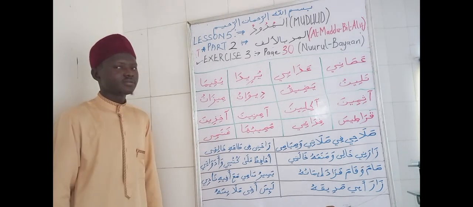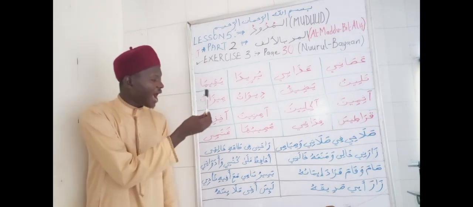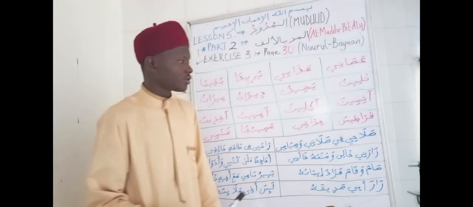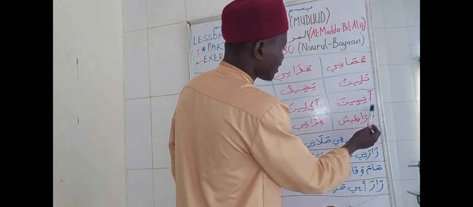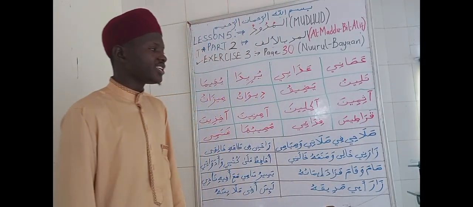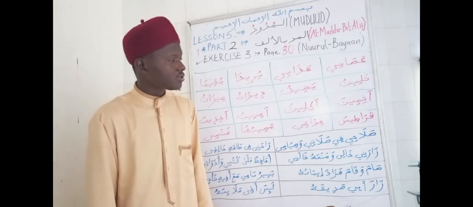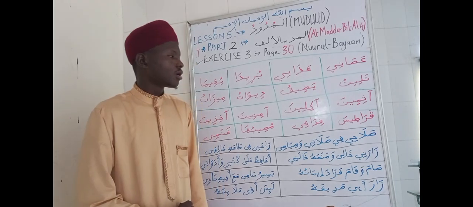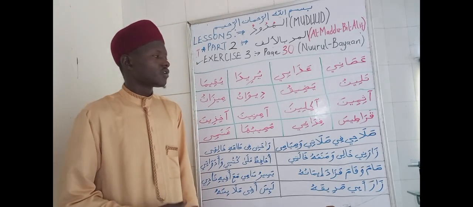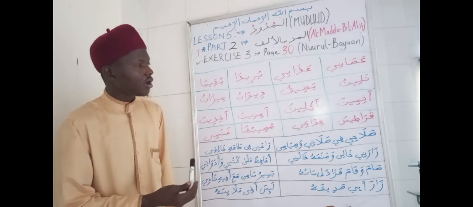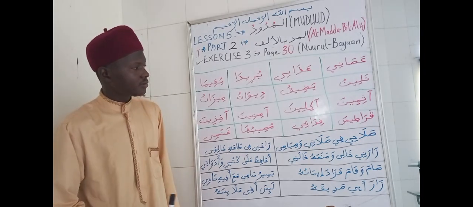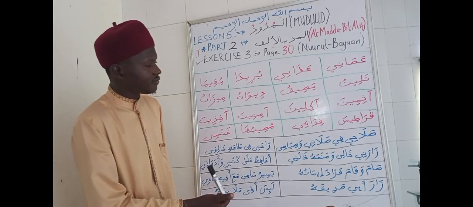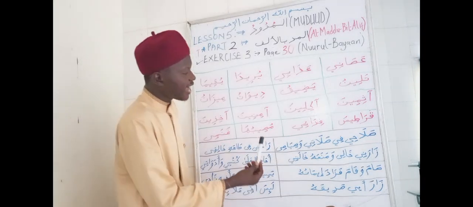Akhidina. Okay. This one is fatha. Qarabisa. Bisa. Fidai.